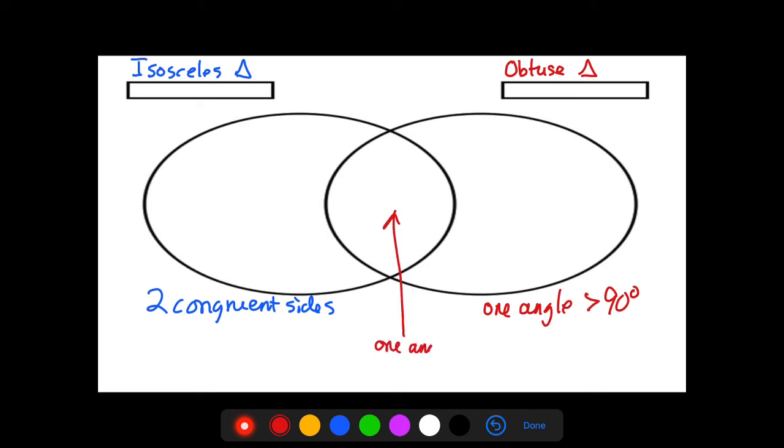In the center, because it's part of both ovals, the shapes I draw should have one angle greater than 90 degrees and two congruent sides. So over here on the left, we need to start with two congruent sides, but it can't have an angle greater than 90 because that belongs in the overlapping region. So I need to have no angles greater than 90 degrees.